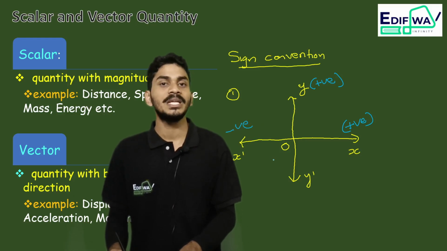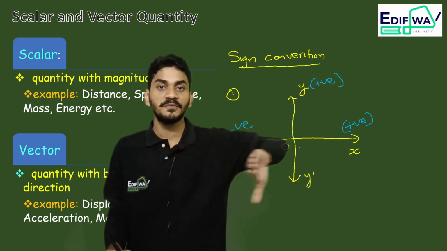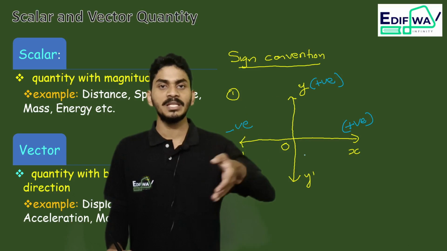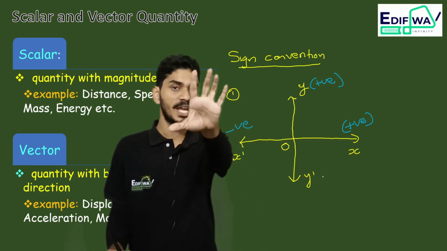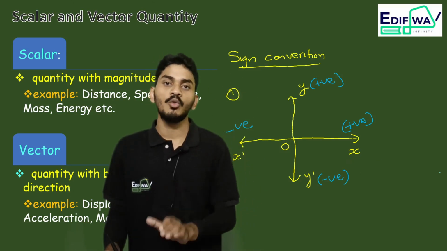Then x dash will be considered as negative. That is, if a body is moving in the left direction, then the velocity, displacement or acceleration will be considered negative. And this is also negative: a body moving in the downward direction.